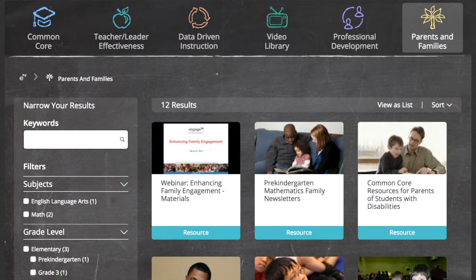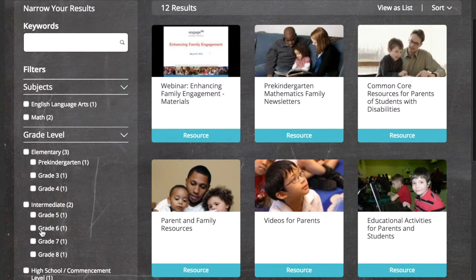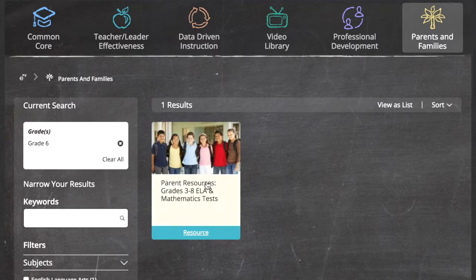Next is Engage New York. This is a website from New York State, which has a library of resources for parents about the Common Core. On this website, you can search resources by grade level, so we could look at specifically 6th grade resources, and you even have access to questions that have come directly from past year's state tests.